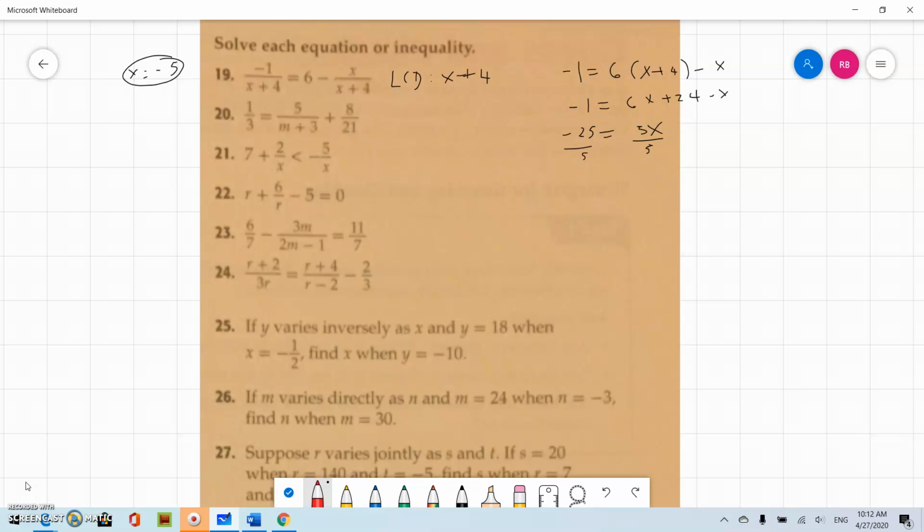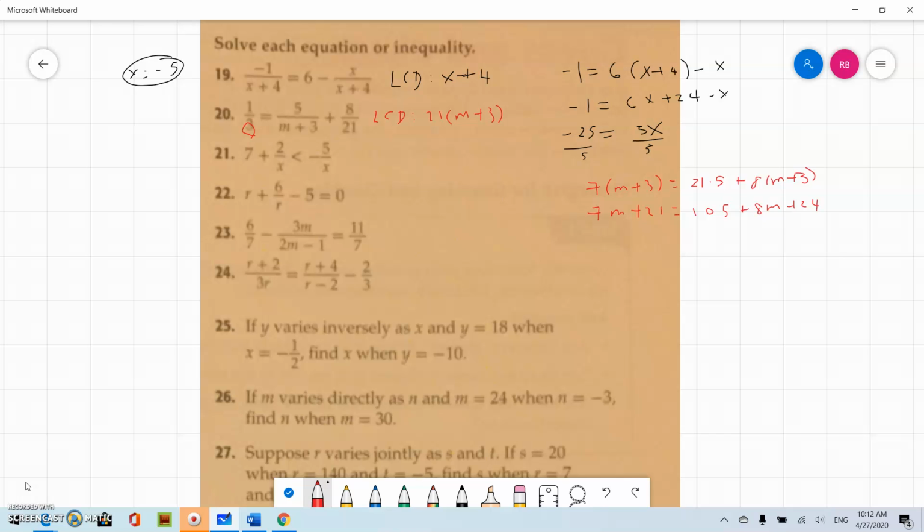Let's look at number 20. The LCD here is 21 times m plus 3, because 21 already contains 3 here. So when I multiply out the LCD, it's 7 times m plus 3, and 21 times 5 plus 8 times m plus 3. So again, we distribute: 7m plus 21, I think that's 105, 8m plus 24.